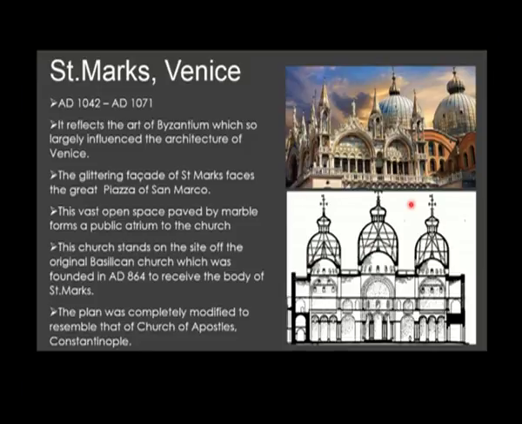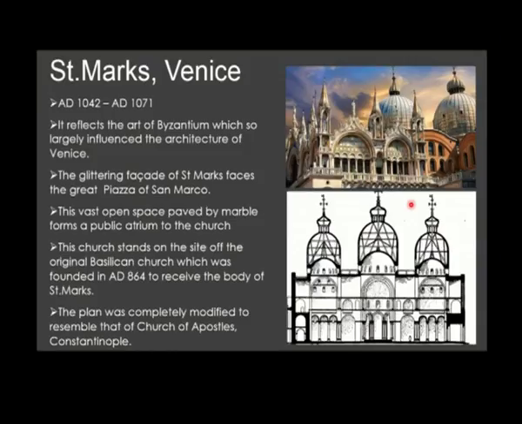Moving on, the last church which we will be discussing in this episode today is St. Mark's Church in Venice. St. Mark's Church is not only the most important church of Venice, St. Mark's is the landmark of Venetian architecture. This was constructed between AD 1042 and 1071, and it reflects the art of Byzantium so much that Venetian architecture itself was influenced by this.